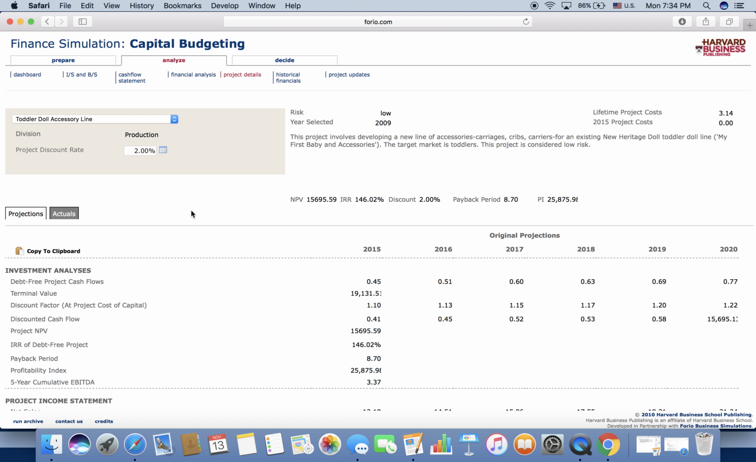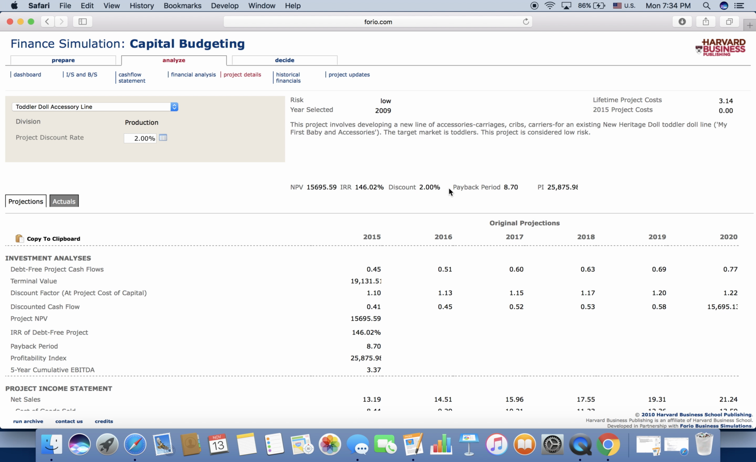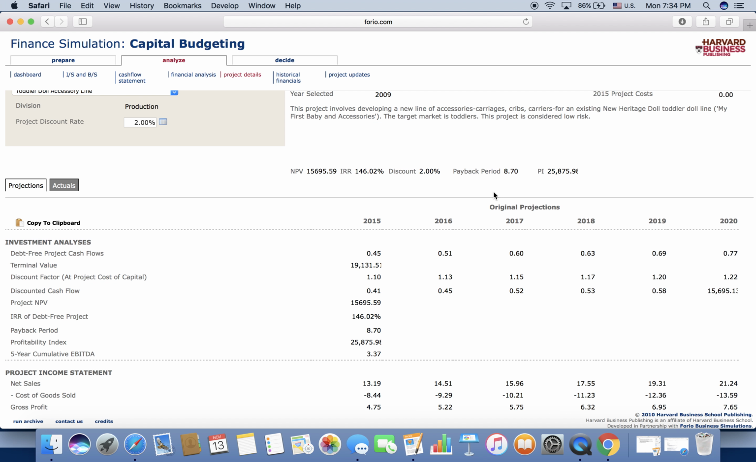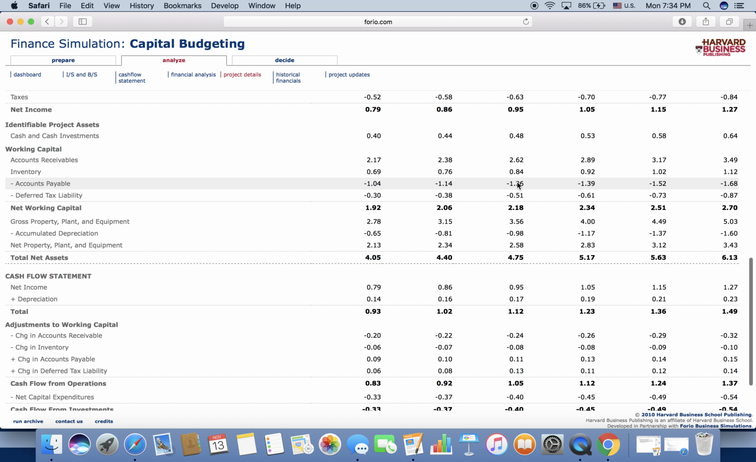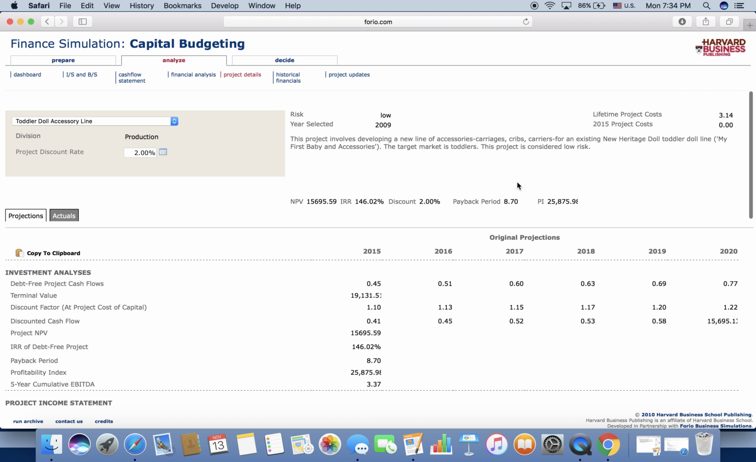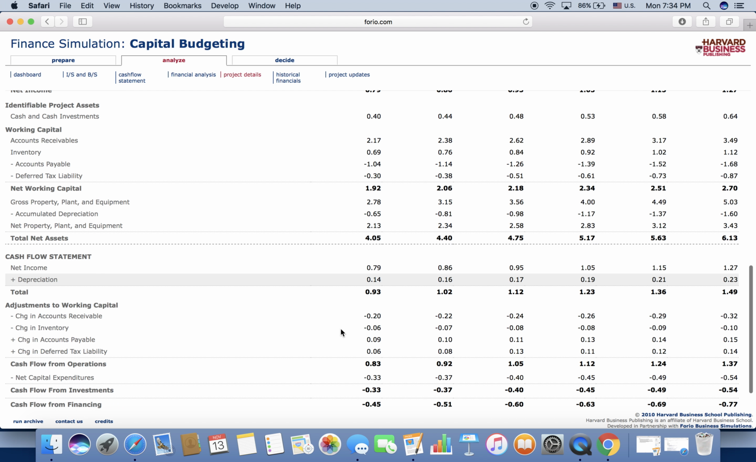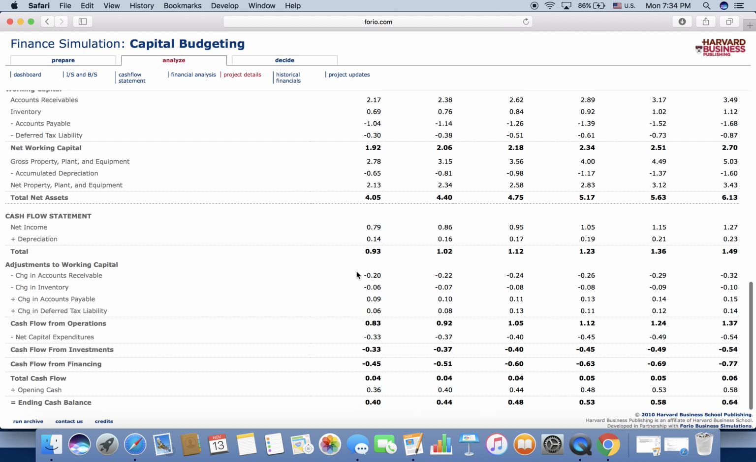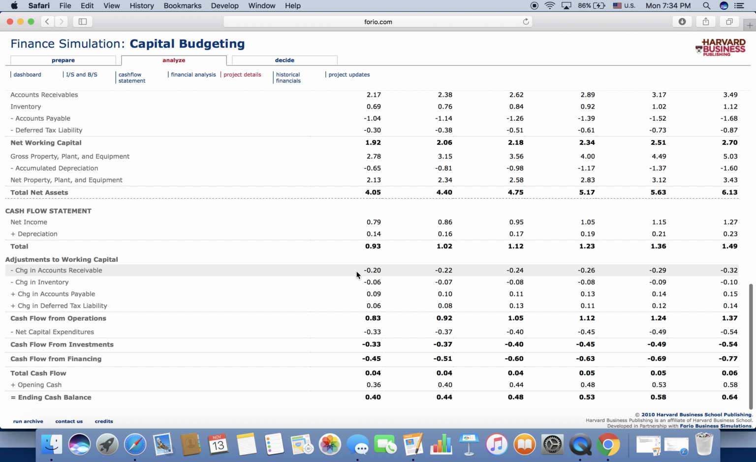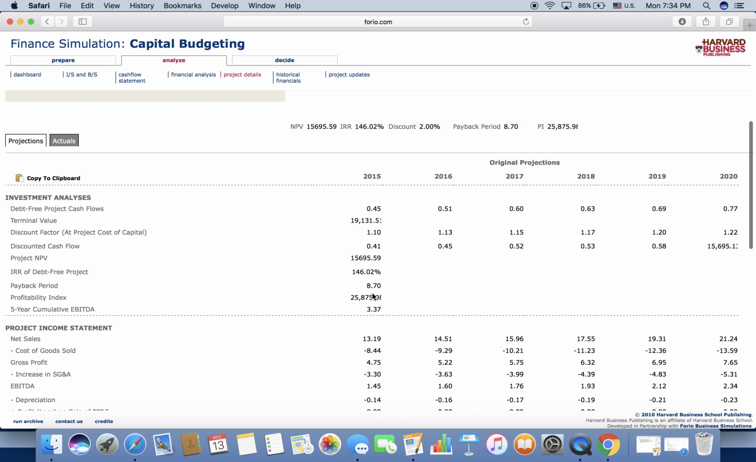So then from there, I just wanted to kind of experiment with it. So here, my IRR is 146.02. My discount is 2%. My payback period is 8.7. And then let's look at the cash flow statement here for the project.